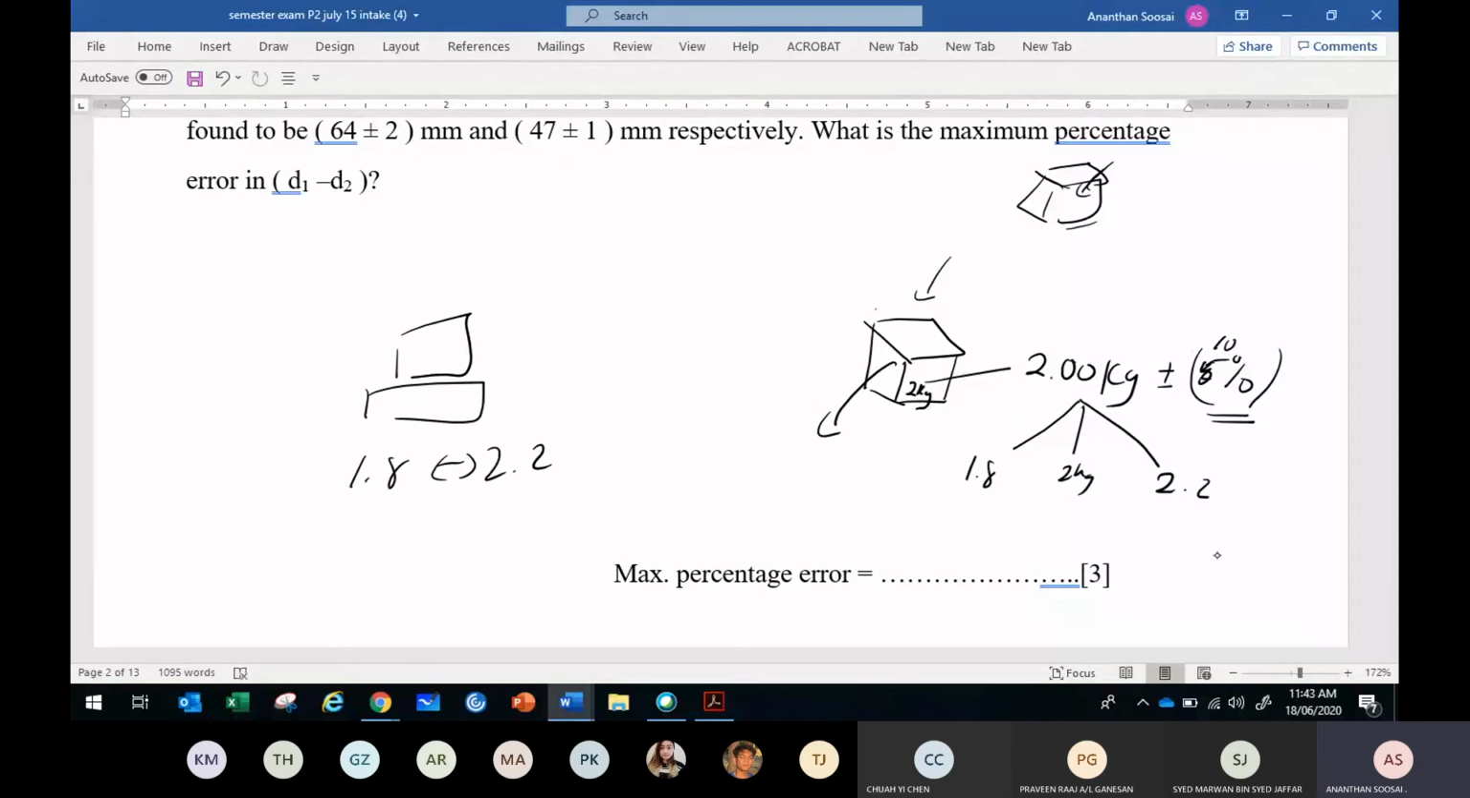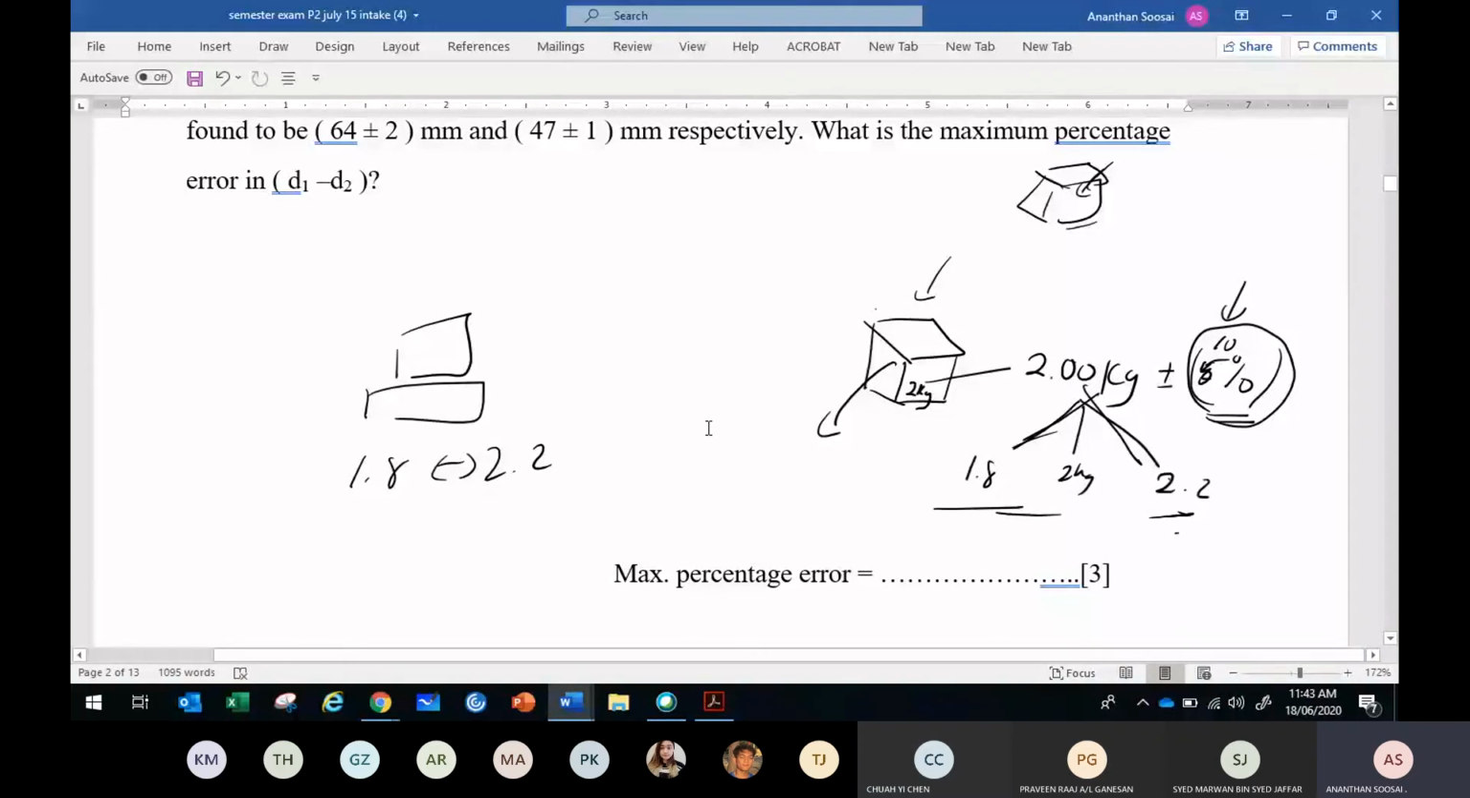That's the percentage error. The percentage error they give here is always the maximum value, the maximum deviation it can be. That's called maximum percentage error. Understand? Okay.